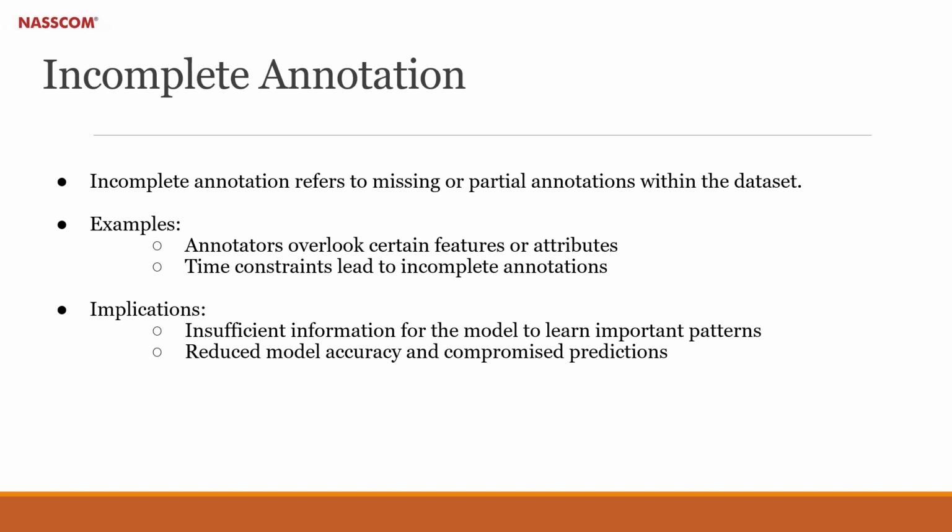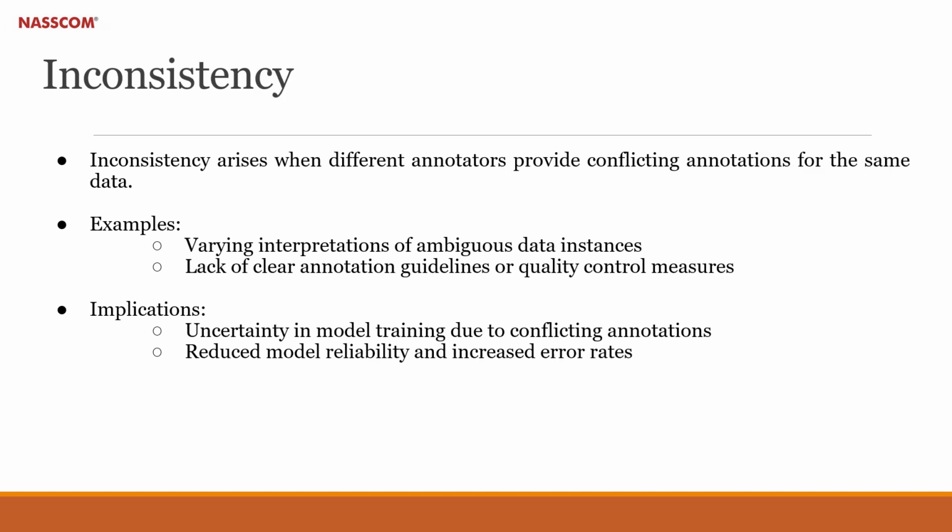Let us understand about incomplete annotation. Incomplete annotation refers to missing or partial annotation within the data set. For instance, annotators overlook certain features or attributes due to time constraints, which leads to incomplete data annotation. This will result in insufficient information for data modeling, reduced accuracy, and compromised predictions.